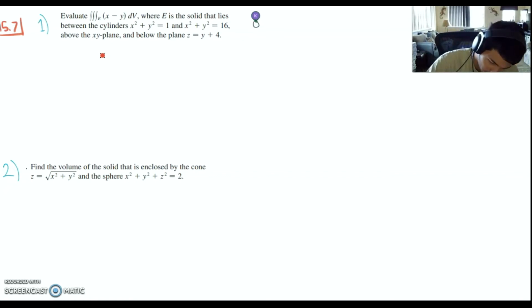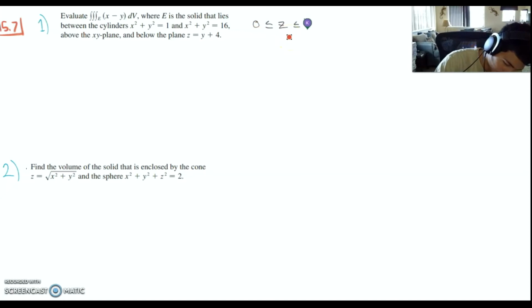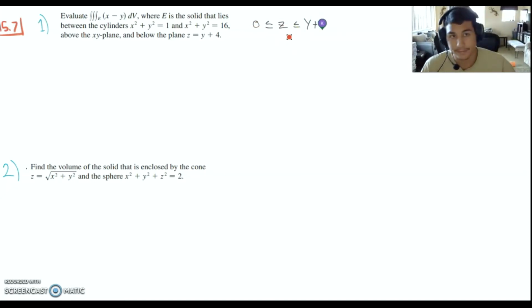So remember cylindrical, we have to find the z-bound. Okay, so we know 1 is definitely 0, right? That's the xy plane. It's above the xy plane, so if it's above it, that means it has to be the lowest one, right? And below the y plus 4. Okay, so look at that. We already found one bound. Okay, we gotta do a little bit more now.